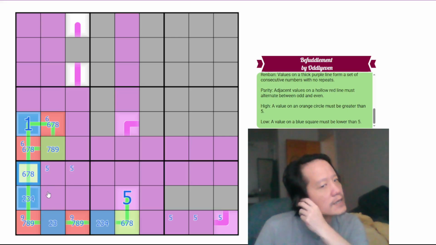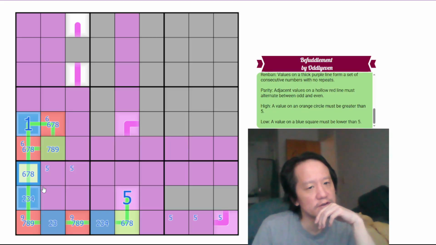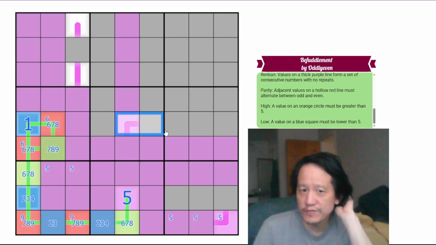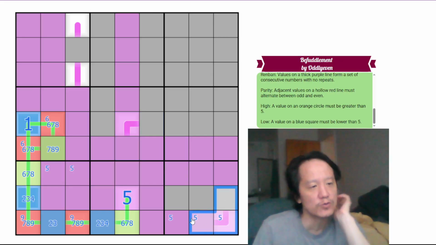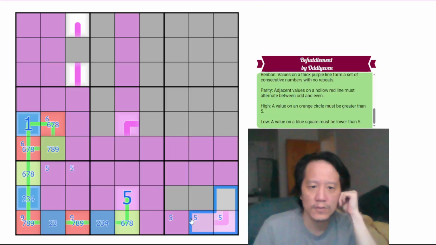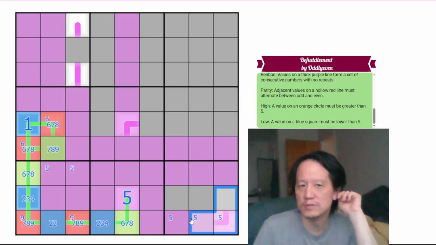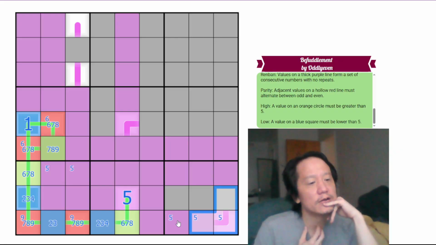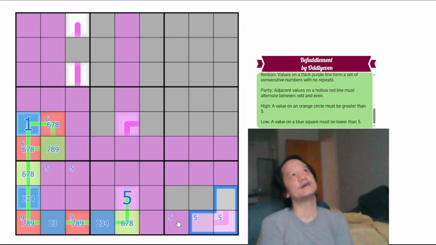So 5 actually cannot be here, doubled. This is 6, 7, or 8. The one doubled value that we are guaranteed has to be 5 doubled. But we don't have any additional information there. Oh, it's on a Renban. We do have additional information then. Doesn't that almost mean that it has to be 5 doubled?